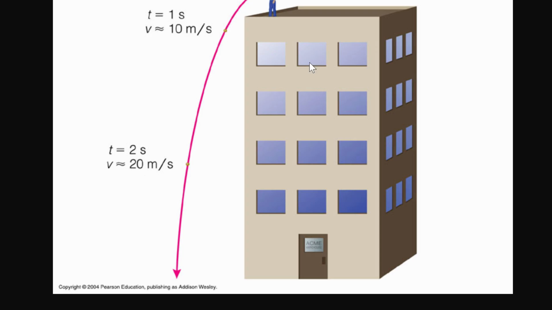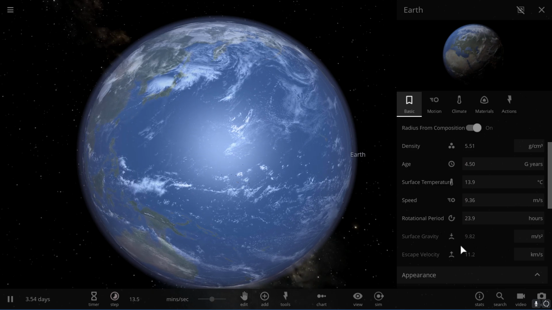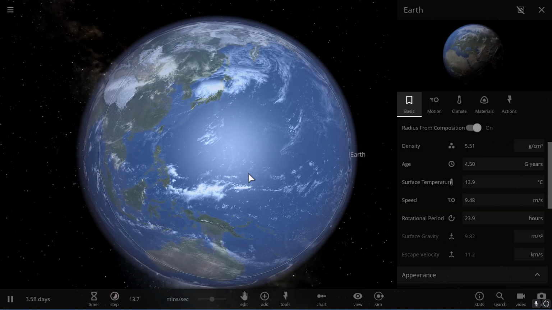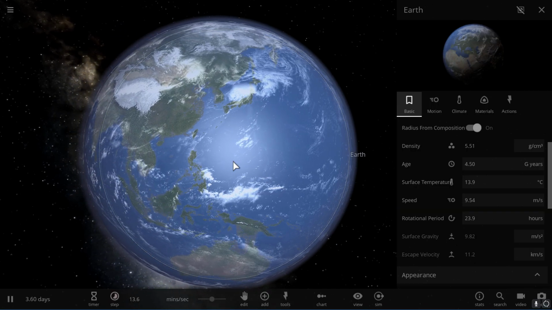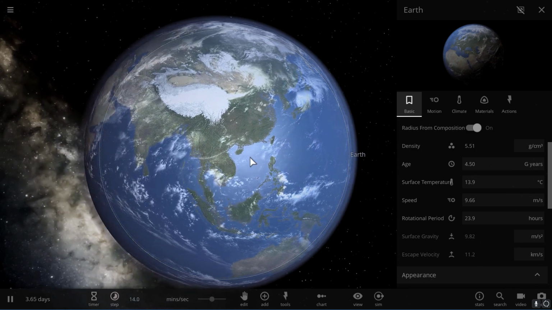Now, this is, of course, ignoring the air resistance, but that's not really the topic of this video today. The topic is that this number, 9.8 meters per second squared, that you see right here, is actually not constant everywhere on our planet. And there are a few factors that will change the gravity depending on where you are.